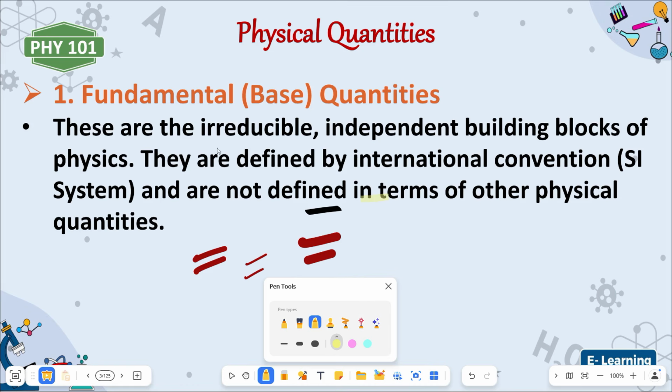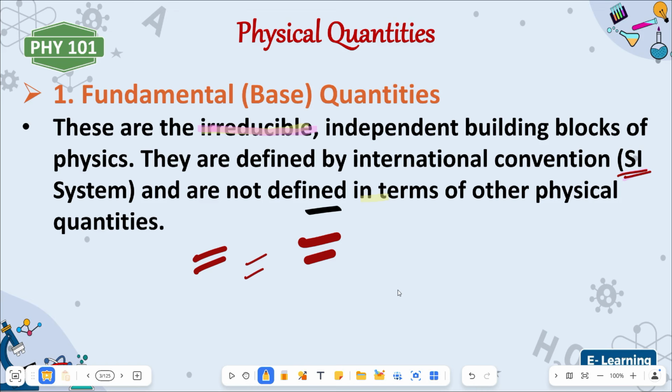Now, these are irreducible. These quantities are what, my dear student, irreducible, meaning you cannot reduce them. They are independent. They don't depend on any other quantity, building blocks of physics. They are defined by the International Convention, that is SI unit. SI unit, of course, you've heard of the System International Unit. That's what we call the SI unit. And they are not defined in terms of other physical quantity. What we are trying to say is that other physical quantities do not join together to form this fundamental quantity.